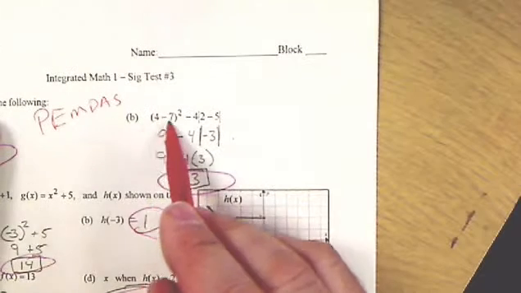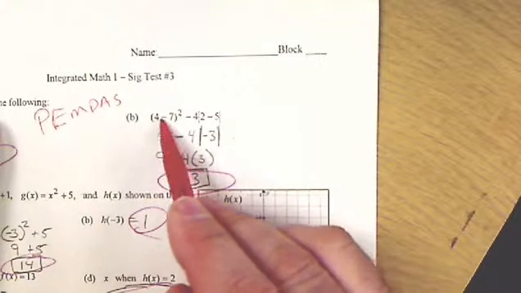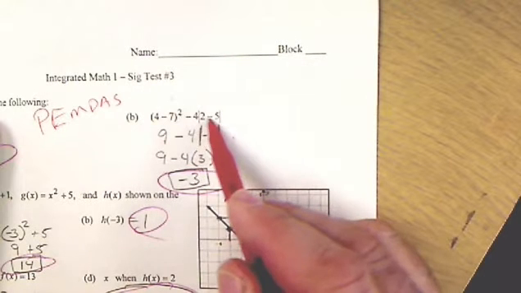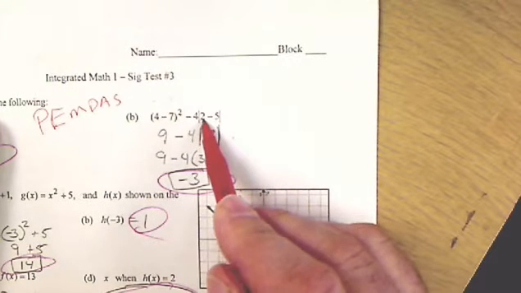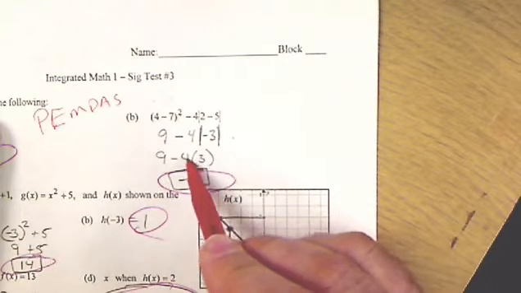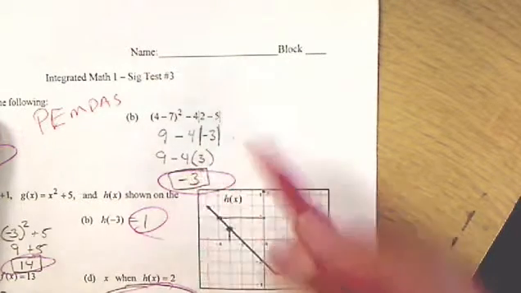Do what's inside the parentheses first. -3 squared is 9. Do what's inside the parentheses: 2 minus 5 is -3. Absolute value is 3. 3 times 4 is 12, so it's 9 minus 12.